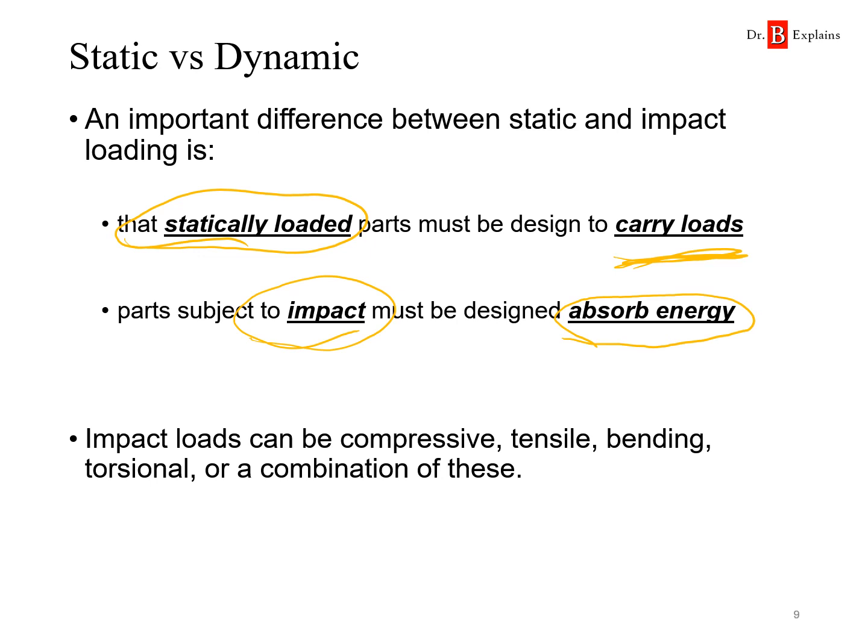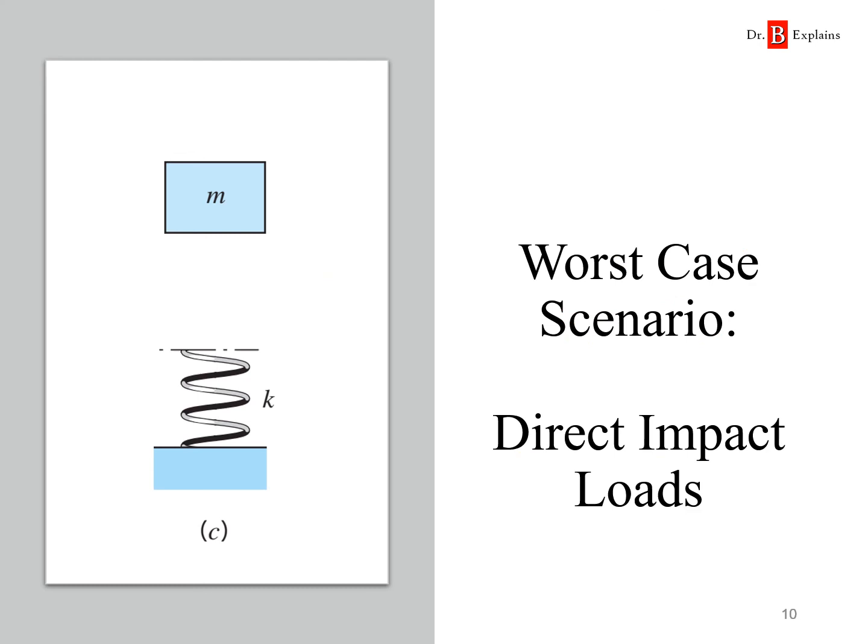Now, impact loads do not necessarily have to be compressive. We've been talking about compressing the spring on the mechanical analogs, but impacts can also be tensile. They could be in bending and torsion, or even combined loading, a combination of these. So it can get complicated very quickly. So now that I got you all worried about impact, let's start with the worst case scenario just so we have a sense of how bad it can get. This is going to be the direct impact loads, or when a mass is going to strike an object with some kinetic energy.